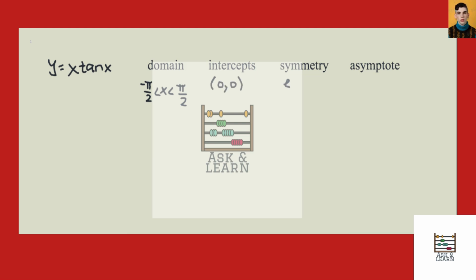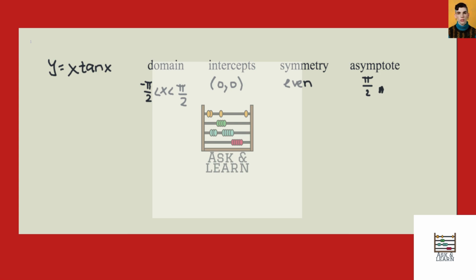Symmetry, it is an even graph, so we'll see symmetry there. And asymptote, it's every pi over 2n. We'll go ahead and write that in, even though it's not included in our domain, just so that we can visualize a little better. So every pi over 2 times an integer, we're going to see an asymptote.